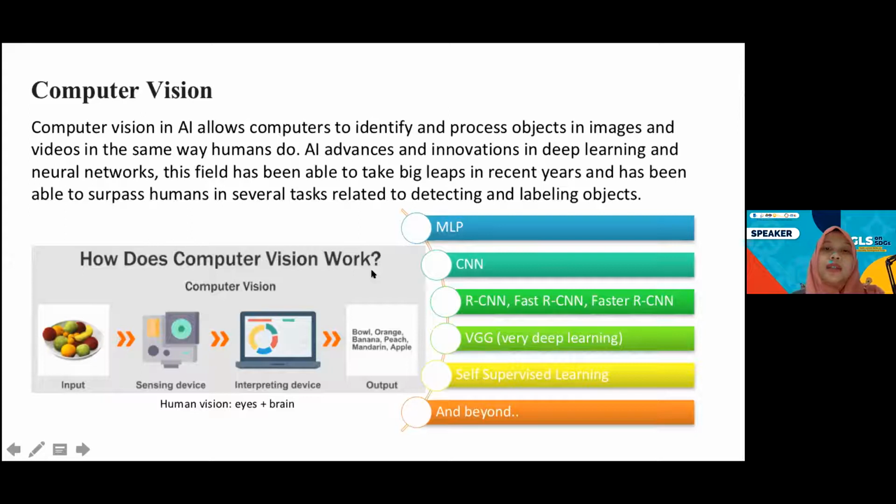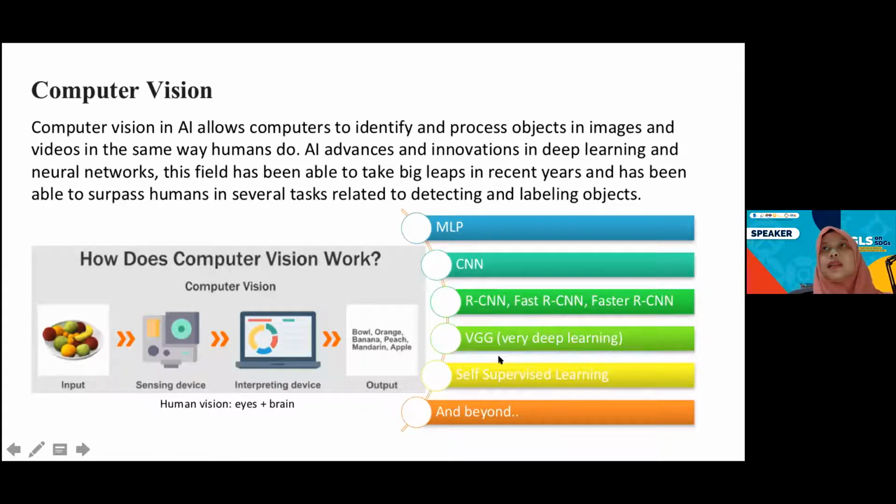So we see the object, and then we can interpret and classify what the object is that we see. And what methods in AI do we usually use for computer vision? For example, we can use MLP. MLP is multi-layer perceptron, or neural network, and it's a very basic method for detecting objects. And then we have convolutional neural network and RCNN, fast RCNN, and lastly faster RCNN.